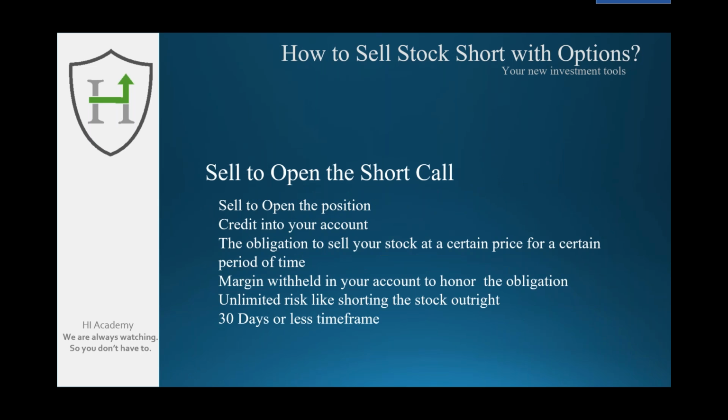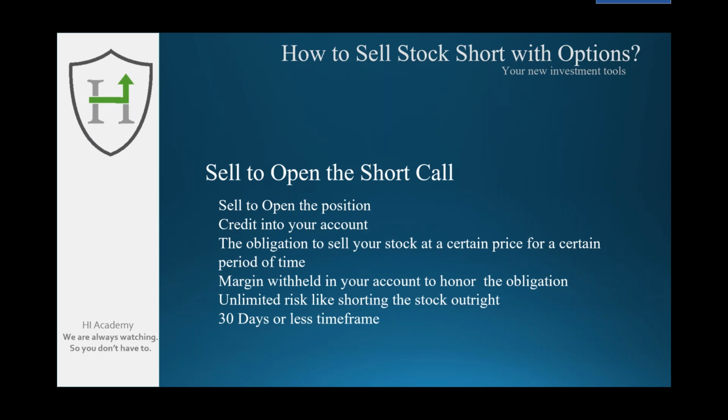Once you found that stock, instead of selling it outright, having to contact your broker, you sell to open the short call. You sell to open this option position. It creates a credit into your account. You now have the obligation to sell your stock at a certain price for a certain period of time. You're going to have margin withheld out of your account to honor the obligation. The advantage of doing it with an option is you might only have 40%. It doesn't have to be 100% cash covered like shorting a stock does.